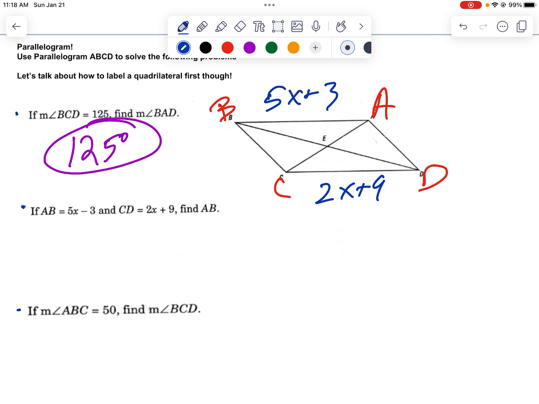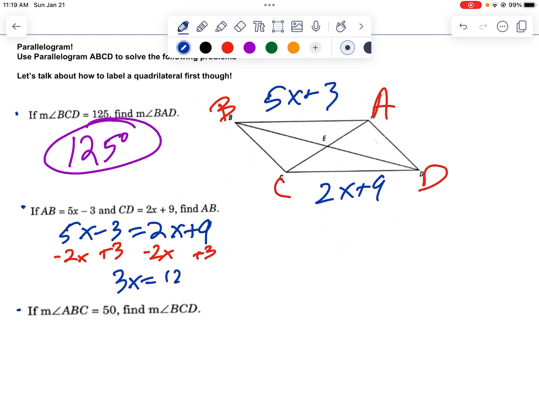The pause is for you to check your packet. Oh, both pairs of opposite sides are congruent. So if the opposite sides are congruent, that means the sides are equal. So we set the equations equal to each other and solve for x. Math it up. Go ahead, if you want to work ahead, feel free to work ahead and check your work. I'm doing all this at once. I get 3x equals 12, so x equals 4.